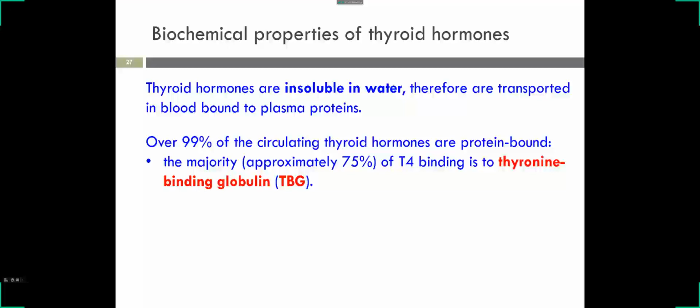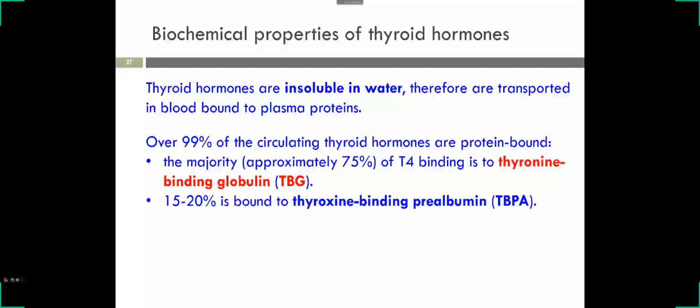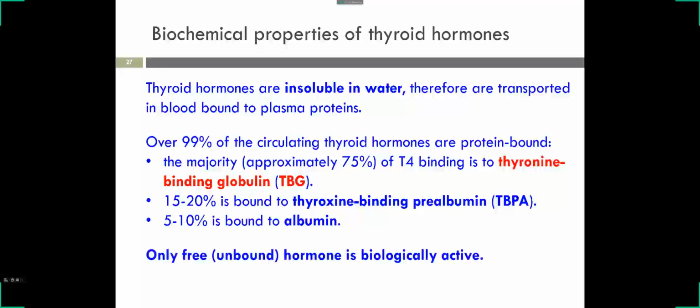The majority, about 75% of T4 binding, is to a protein called thyroxine-binding globulin, or TBG, whereas 15 to 20% is bound to a different protein called thyroxine-binding prealbumin. And you can imagine that these proteins are also regulated, right, with another 5 to 10% bound to albumin. Only free unbound hormone is biologically active.